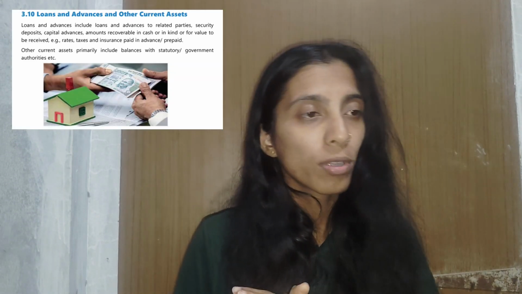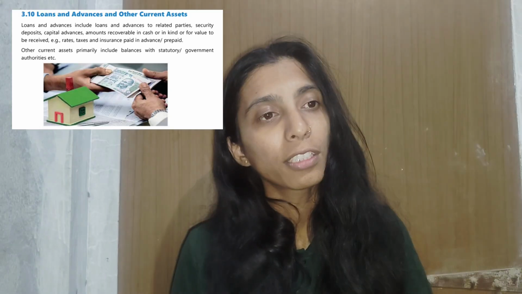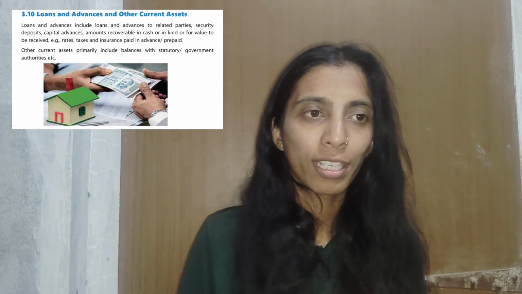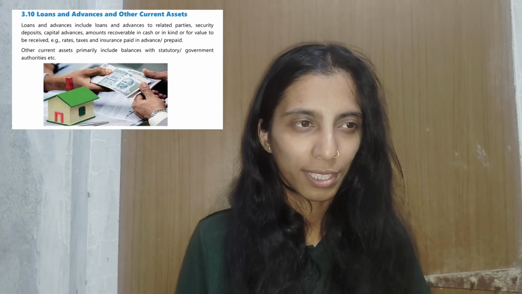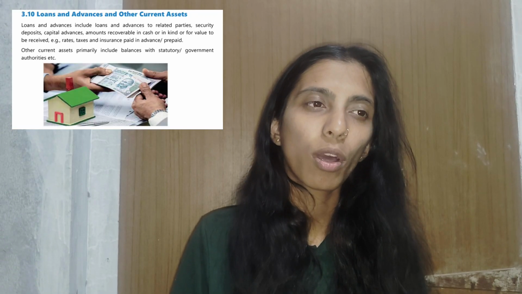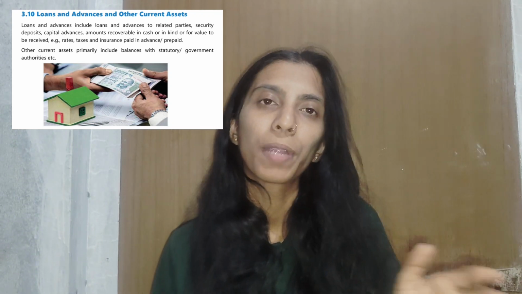So what is loans and advances? Just a quick review. Loans and advances include loans and advances to related parties, security deposits, capital advances, amounts recoverable in cash or in kind or value to be received. You don't need to remember these words, these definitions, but at least have some knowledge about them. But remember the examples, at least it will help you to write the answers. So rates, taxes and insurance paid in advance, or prepaid insurance, sorry.